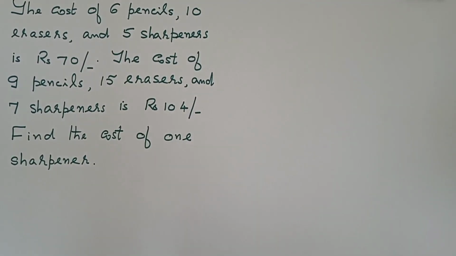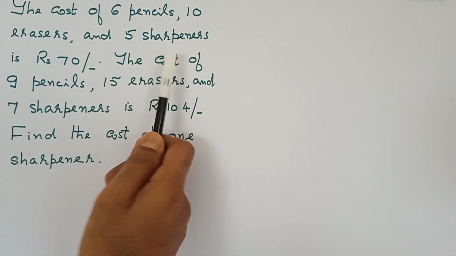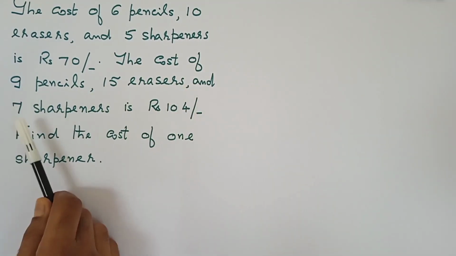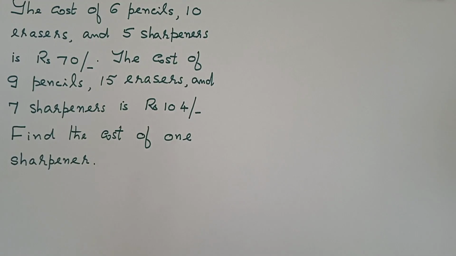Let's go. Today I'm going to solve a problem from simple equations. The question is: the cost of 6 pencils, 10 erasers, and 5 sharpeners is 70. The cost of 9 pencils, 15 erasers, and 7 sharpeners is 104. Find the cost of 1 sharpener.